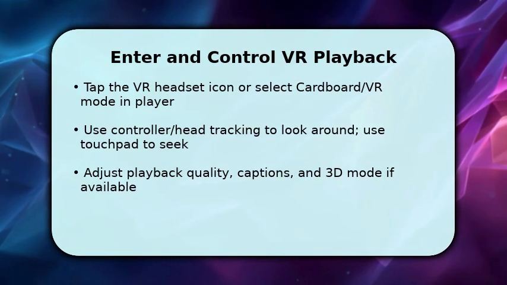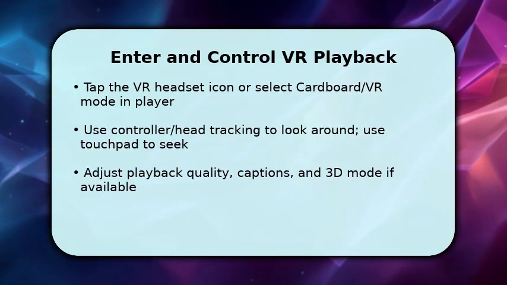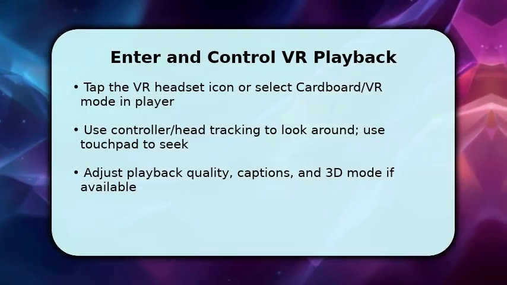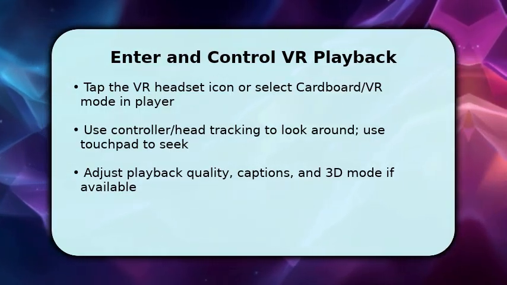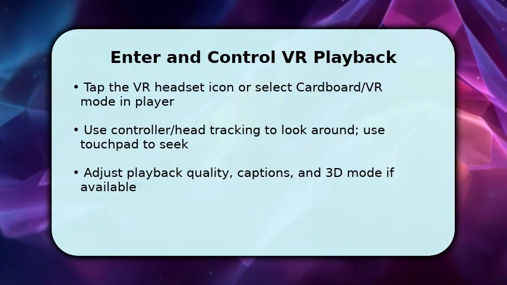Next, learn how to control VR playback and why each control matters. Once you select a VR video, tap the headset icon or choose cardboard/VR mode to switch displays. This creates two images for lenses. You navigate by physically turning your head.